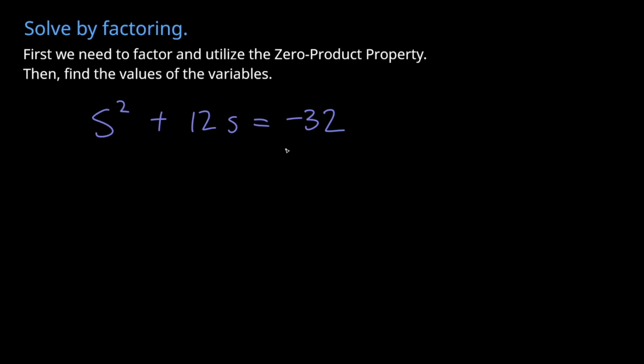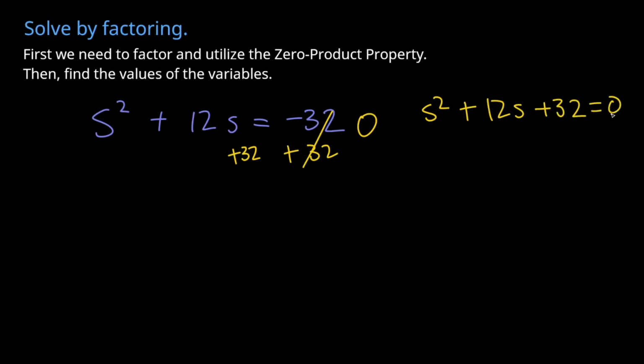If I add 32, that will undo this. We add 32 to both sides. This will become 0. So we get, I'll move it over here, s squared plus 12s plus 32 equals 0. So now we can use the zero product property because that equals 0. But first we need to factor.